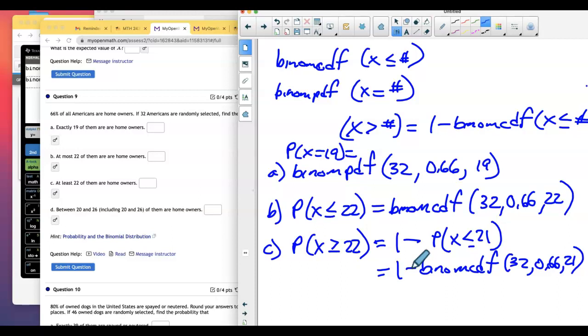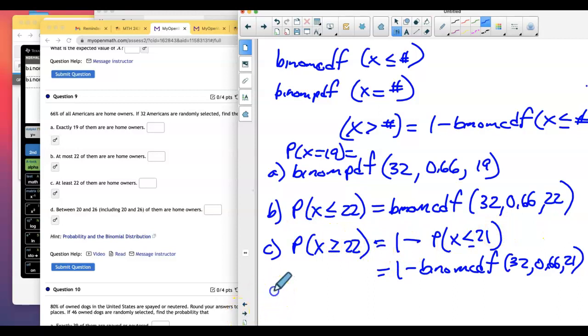All right, we're talking about how many people own homes. You're not going to have 21.5 Americans. So we don't have any answers between 21 and 22, so we don't have to worry about the gap here, I guess is what I'm saying, between 21 and 22.